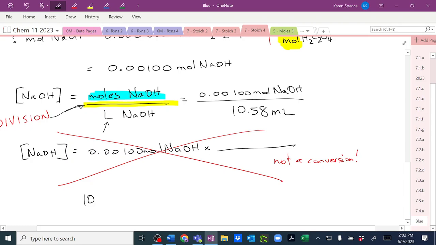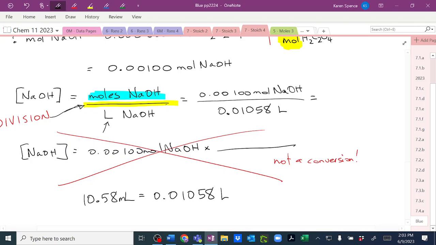You don't actually have to write this out, but I'm going to write it out down here. 10.58 milliliters is 0.01058 liters. So let's not put milliliters in the equation when we want to put liters. 0.01058 liters. 0.00100 divided by 0.01058 equals 0.094518.